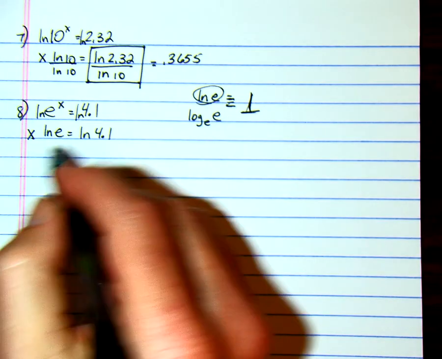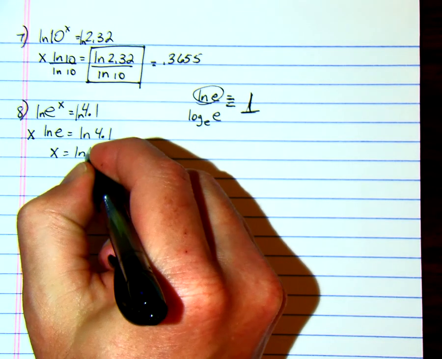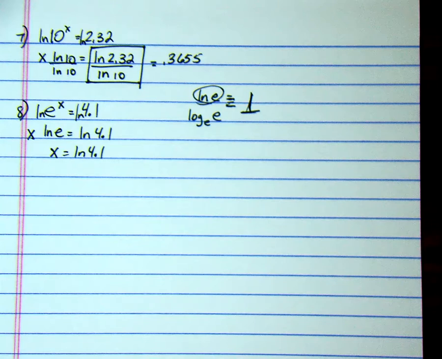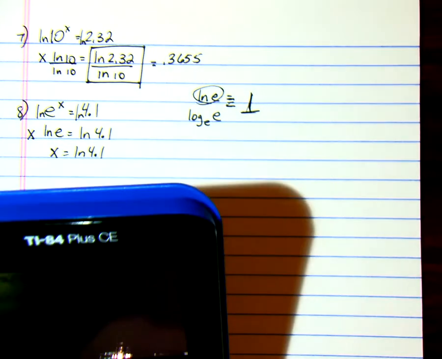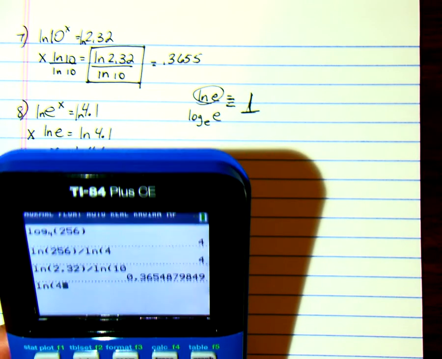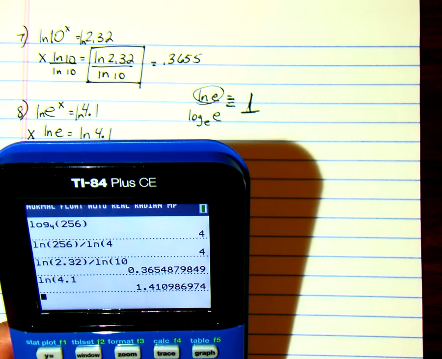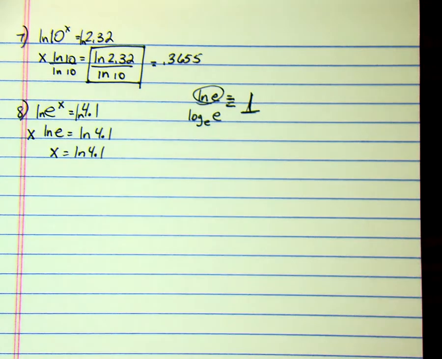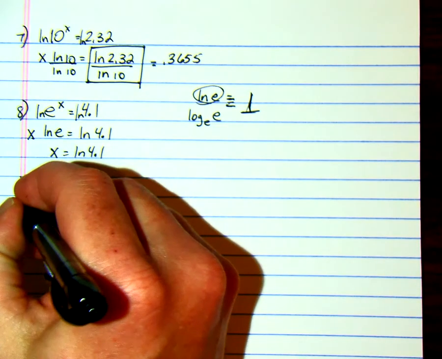So really, I'm done. x equals the natural log of 4.1. I'm going to type that in as one answer, and then I'm going to roll to my calculator and type in the natural log of 4.1. That's going to give me my decimal equivalent. So that's what we need to be able to do. Rolling on to number 9.